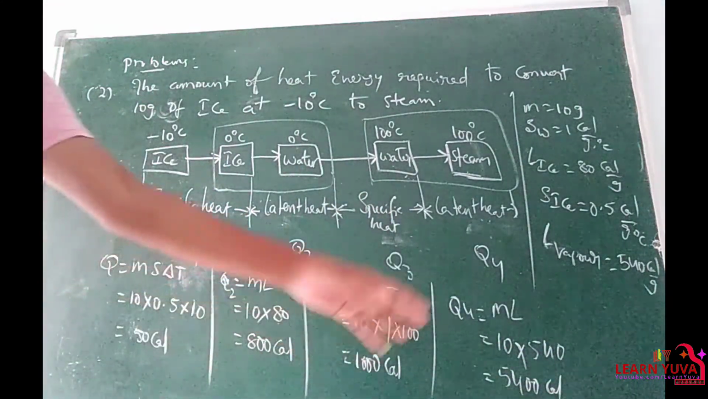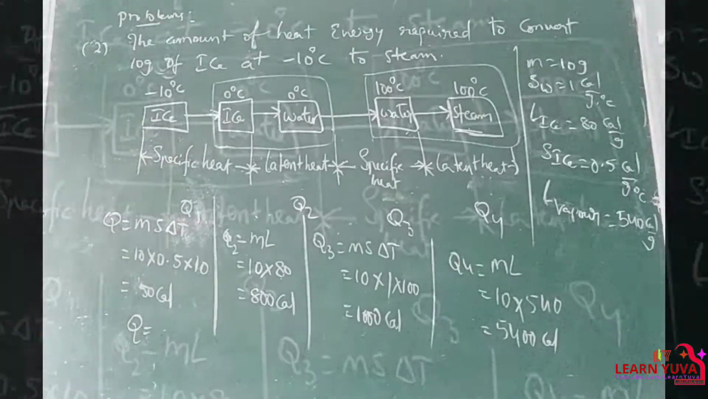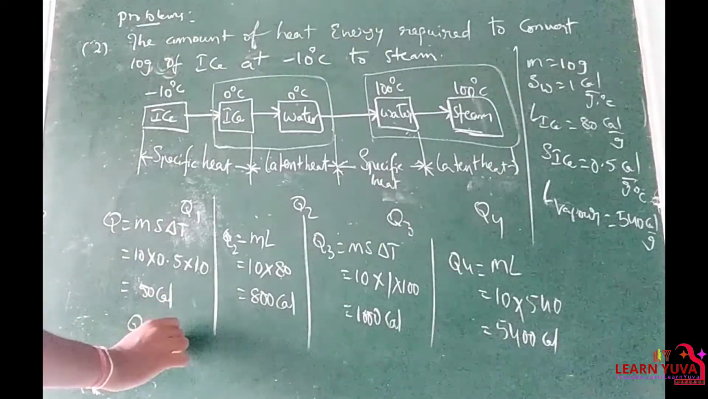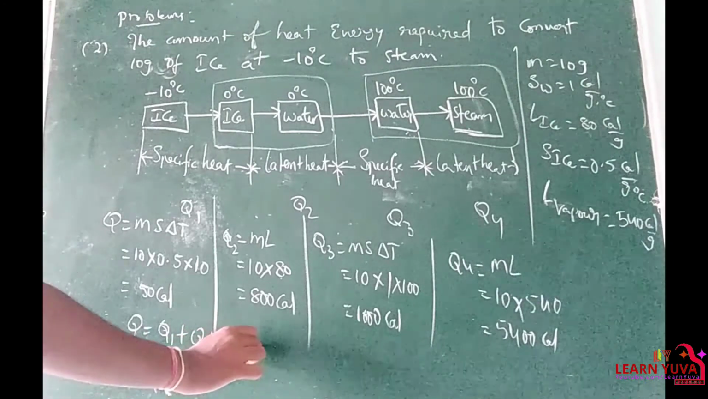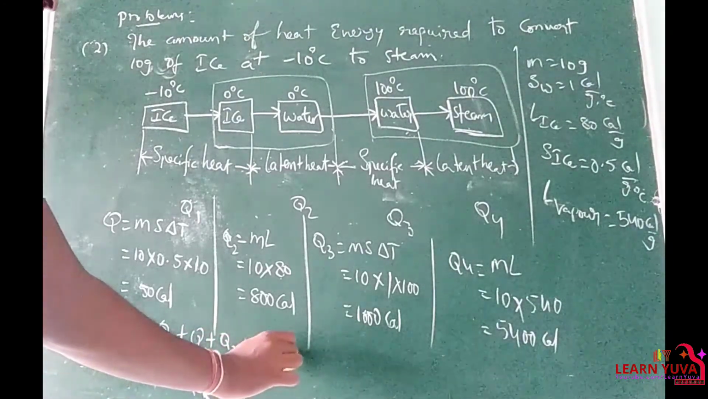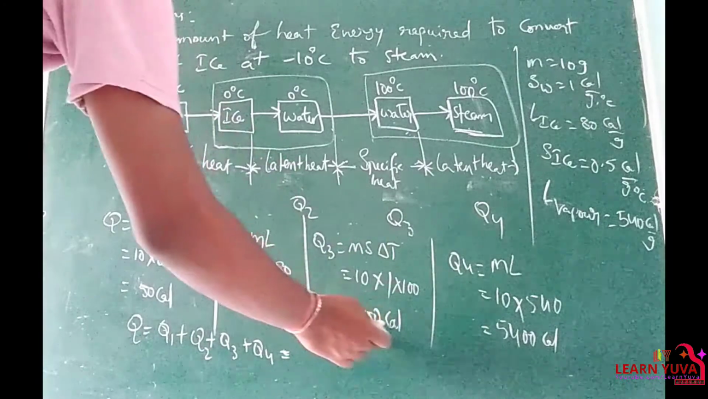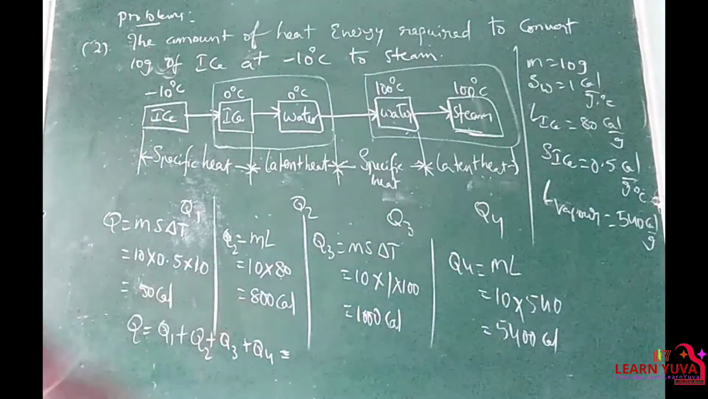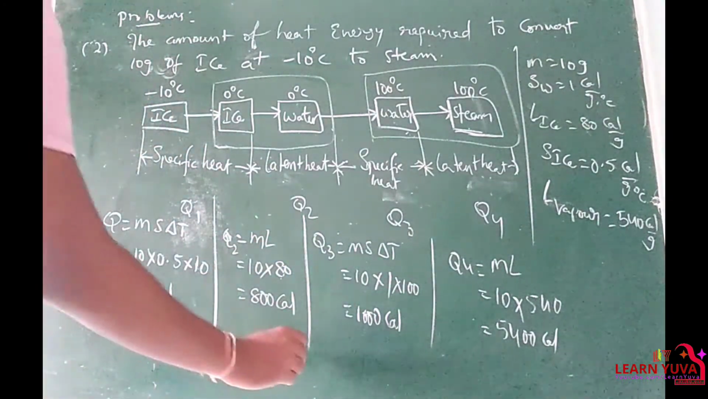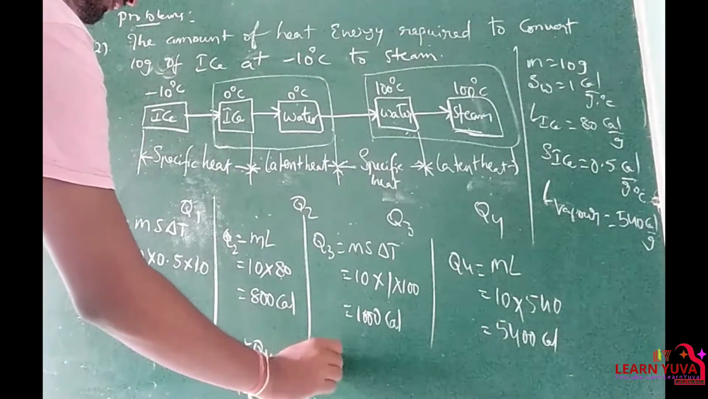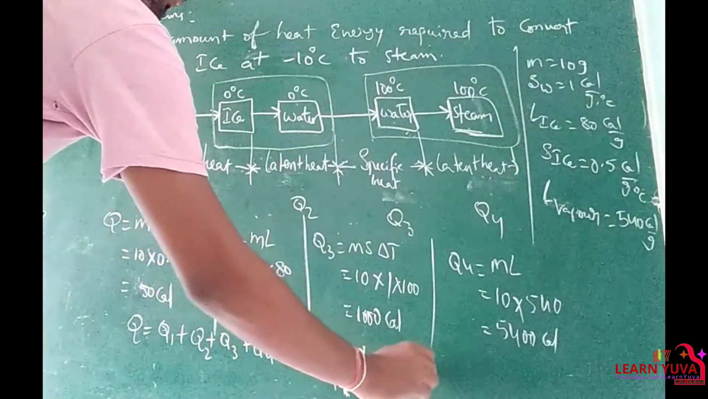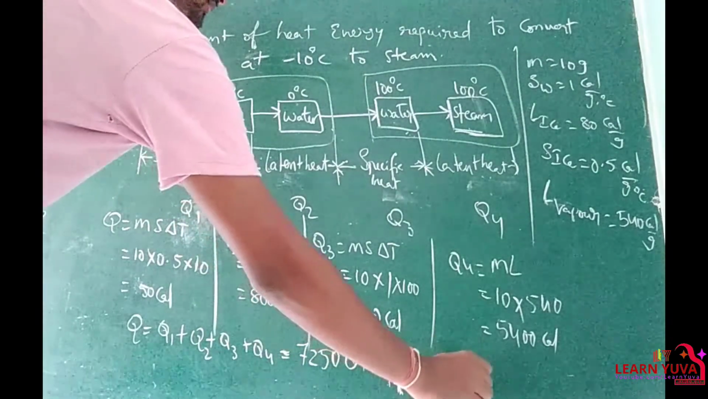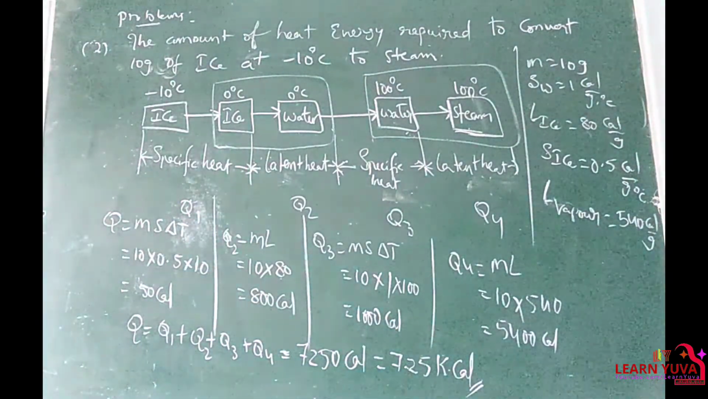Q1, Q2, Q3, Q4. Add all the energy, Q is equal to Q1 plus Q2 plus Q3 plus Q4, that is equal to 50 plus 800 plus 1000 plus 5400, 7250 calories, that is equal to 7.25 kilocalories. Clear? That's it.